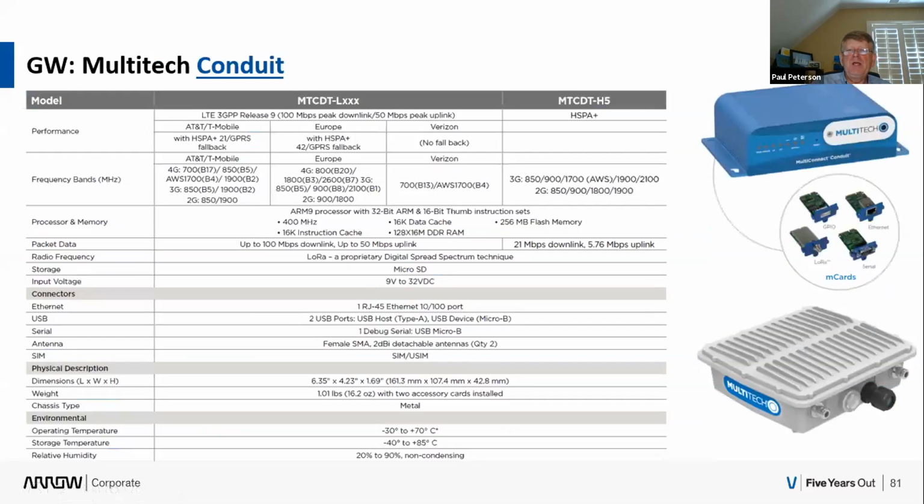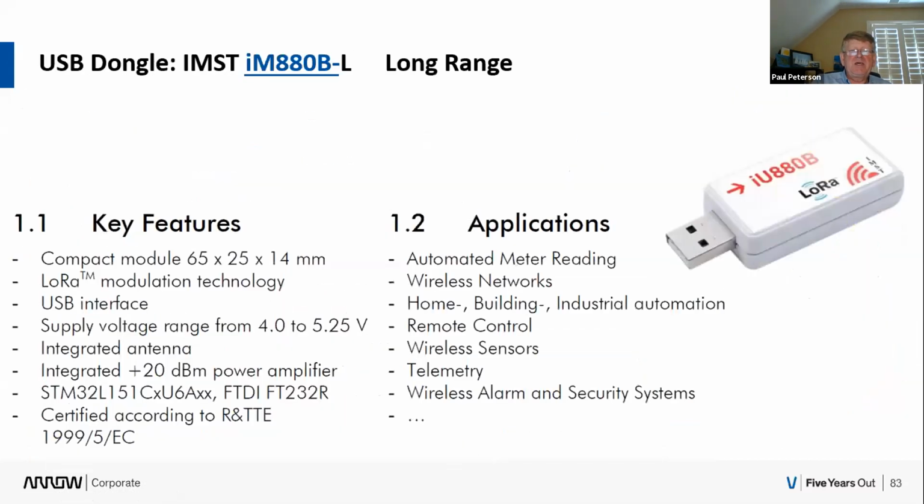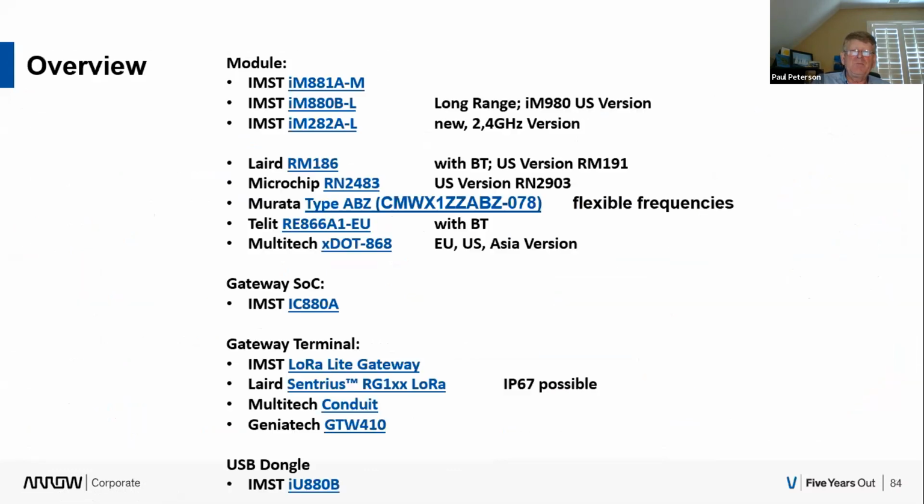So a huge number. Multitech, a great provider, we're seeing a lot of momentum with their gateways. When people want to put a universal LoRaWAN gateway in their environment, they're able to implement that type of functionality. Others include Geneatech. We even see things like USB dongles that allow you to take your laptop and get into LoRa networks and things of that sort.